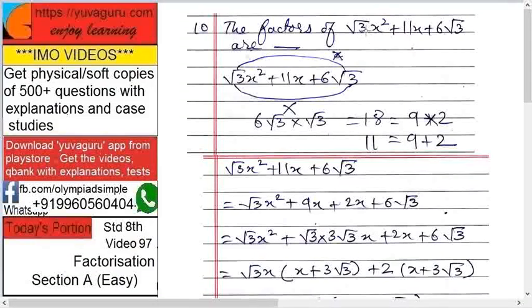The factors of root 3 x square plus 11x plus 6 root 3 are? Here it's similar to the one we solved in our earlier video 96. What you have to do is take the first number and the last number, meaning the constant. So the multiplication of these two, and the middle number's factors should be the same, meaning root 3 into 6 root 3, the answer which comes.